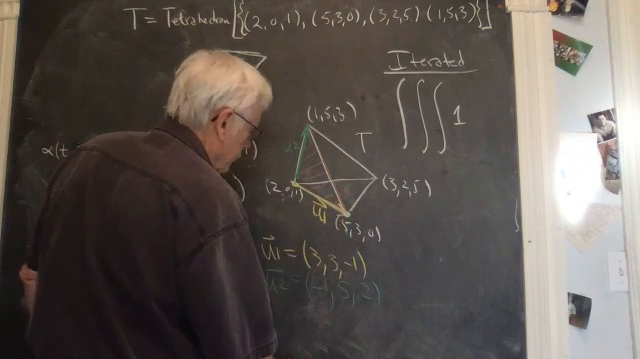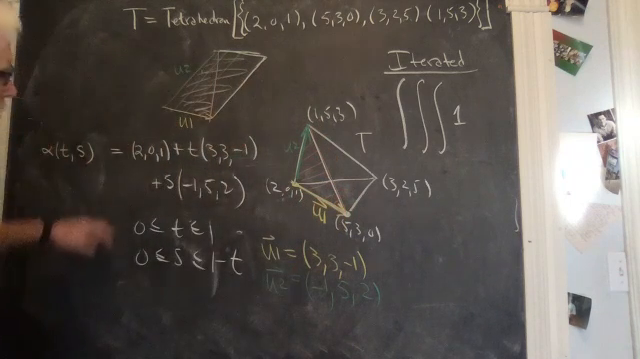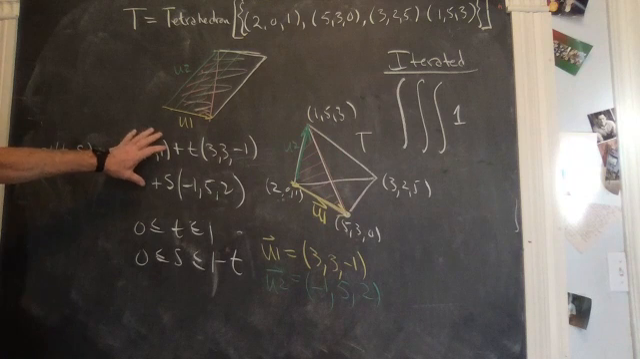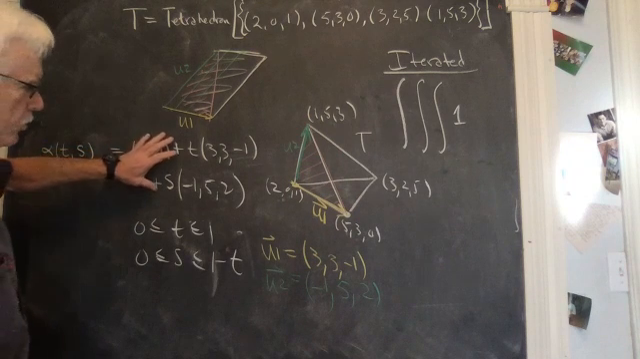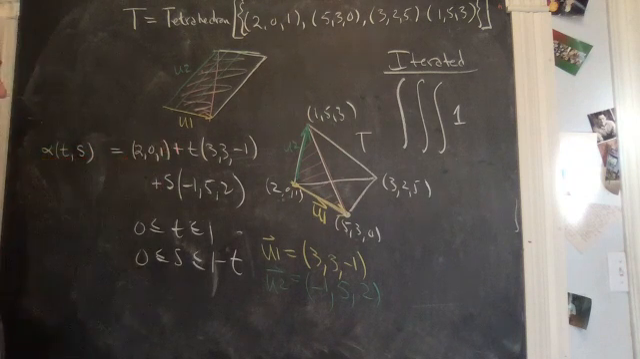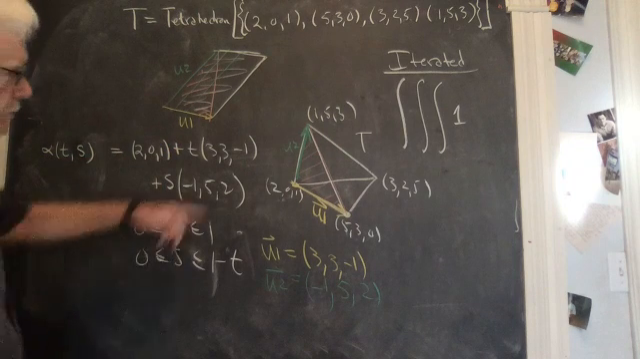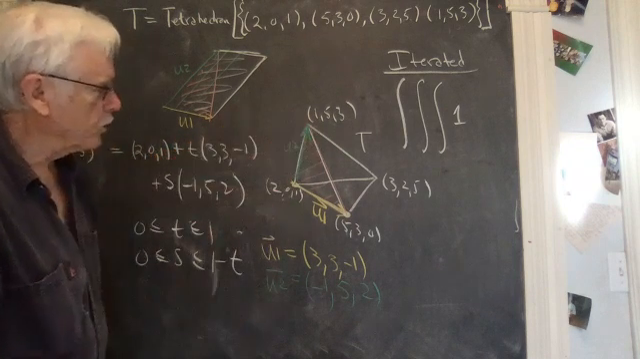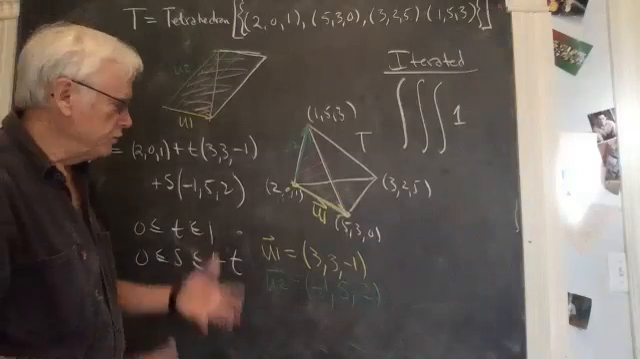You've got 4 faces to the tetrahedron. So if you parameterize each face separately and integrate 1 over that face, you will get the area of the face. So if you do those 4 integrals and add them up, then you get the surface area.